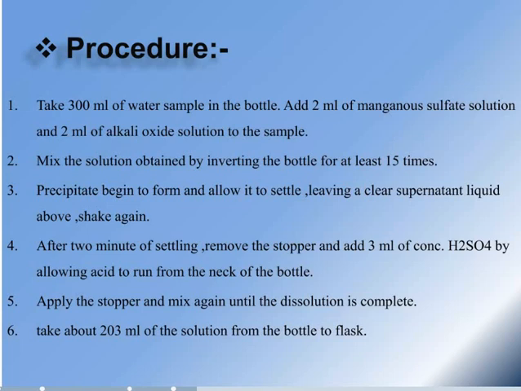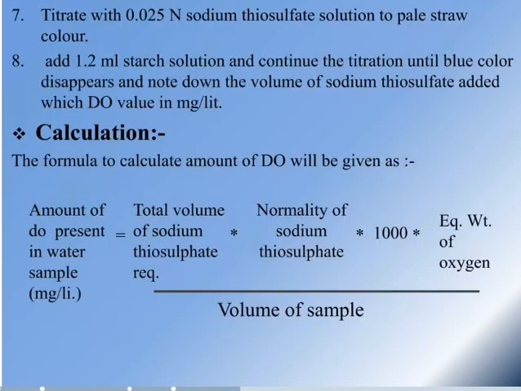Now take about 203 ml of solution from the bottle to a flask. So, titrate with 0.025 N sodium thiosulfate solution to a pale straw color. Then add 1 to 1.2 ml starch solution and continue the titration until the blue color disappears, and note down the volume of sodium thiosulfate added, which gives the DO value in milligram per liter.